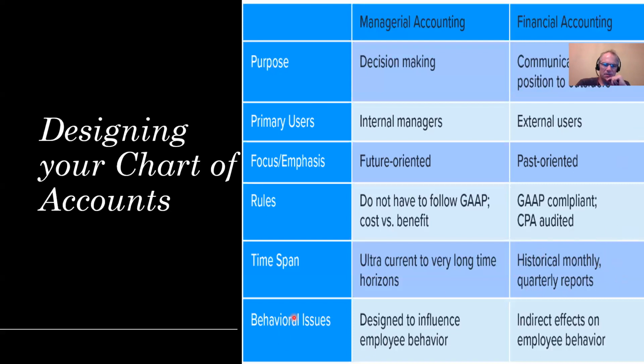Behavioral issues: this is obviously designed to influence employee behavior. Management will be able to see if some production lines aren't producing properly, and it'll reveal that to them if it's set up properly. Here it has much less indirect effect on employee behavior, although you do want to have good financials or you might have layoffs.